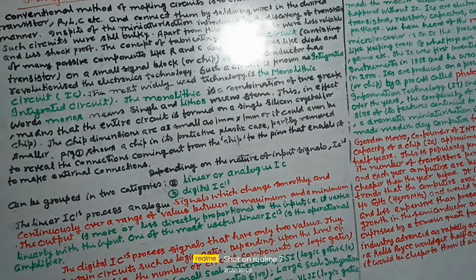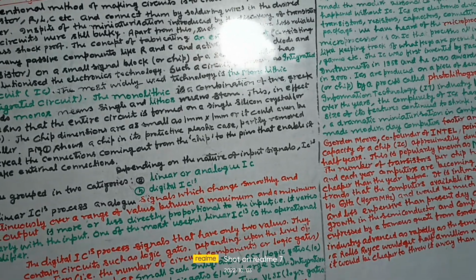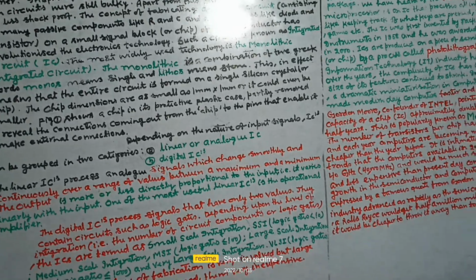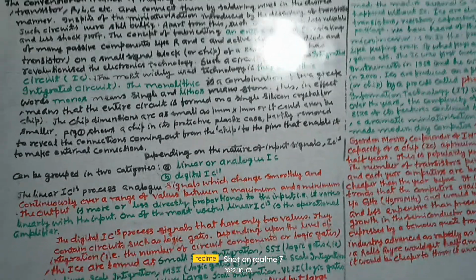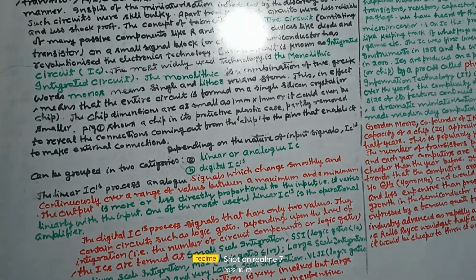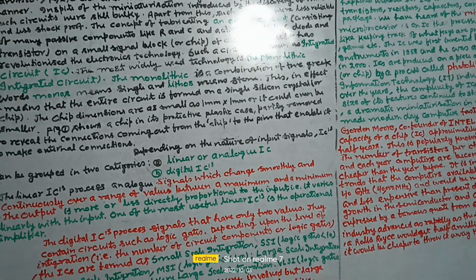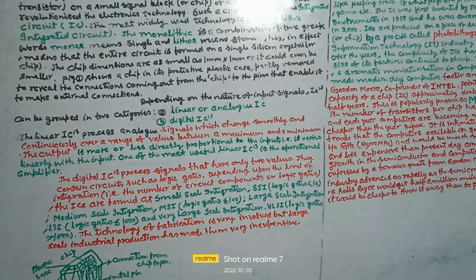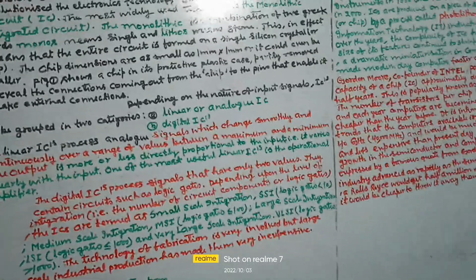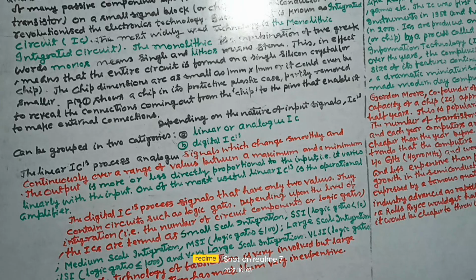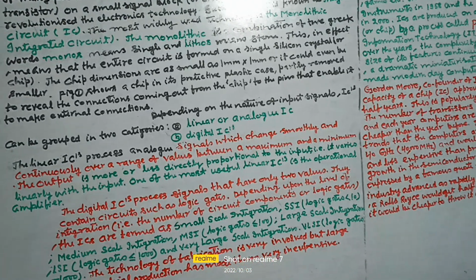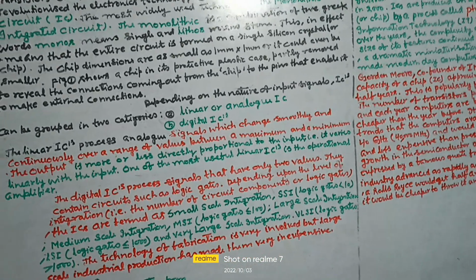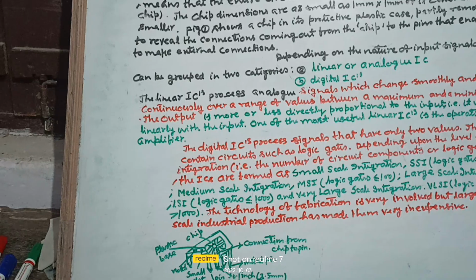Depending upon the level of integration, which means the number of circuit components or logic gates, the ICs are termed as small scale integration, SSI, with logic gates smaller than 10; medium scale integration, MSI, with logic gates smaller than 100; large scale integration, LSI, with gates smaller than 1000; and very large scale integration, VLSI, with logic gates greater than 1000. The technology of fabrication is very involved, but large scale industrial production has made them very inexpensive. The figure is shown in 1.